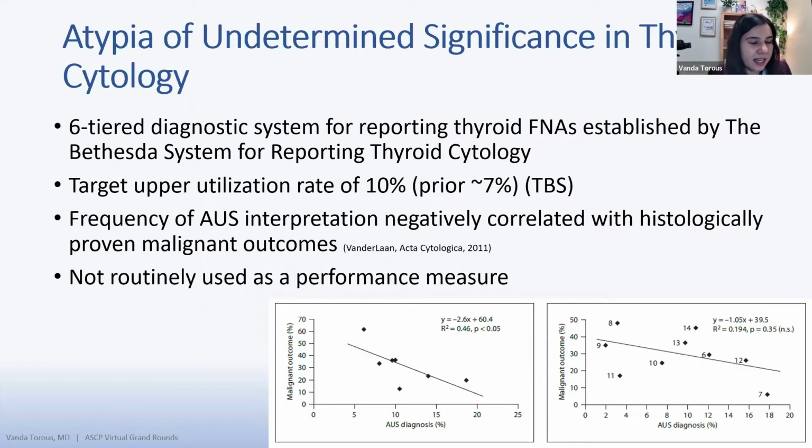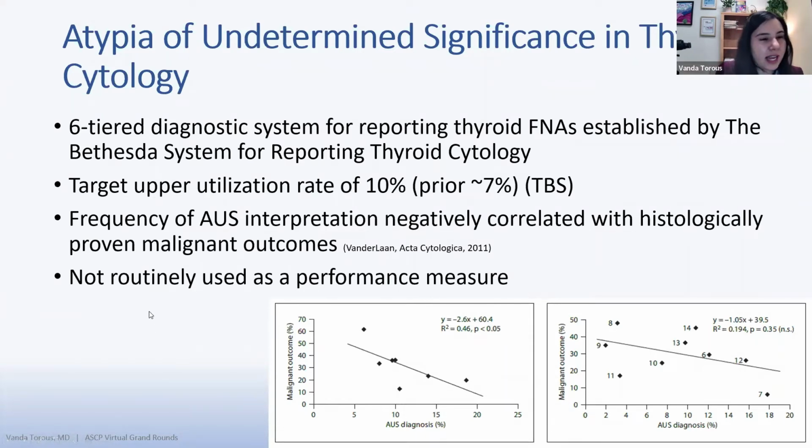There have been studies that have shown that the frequency of an atypical interpretation negatively correlates with histologically proven malignant outcomes. So if I'm calling more atypical cases, the likelihood that they're going to be a malignant outcome decreases. That was shown both by this study by Vanderlaan and colleagues, as well as by other studies.